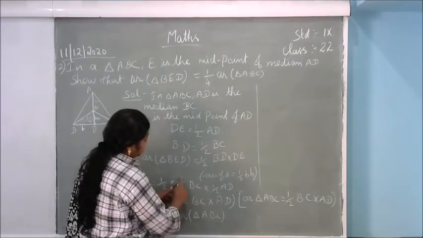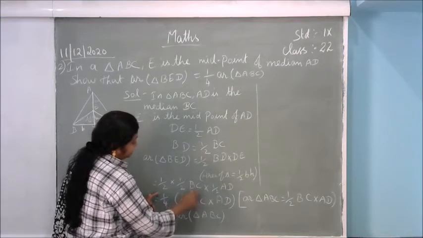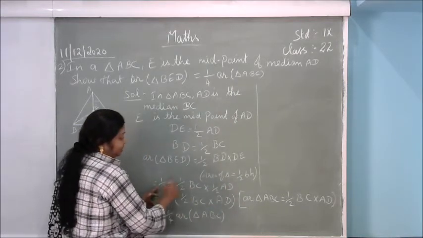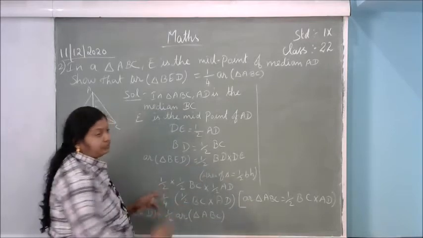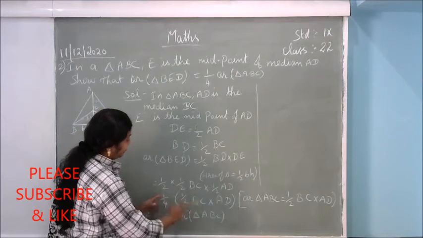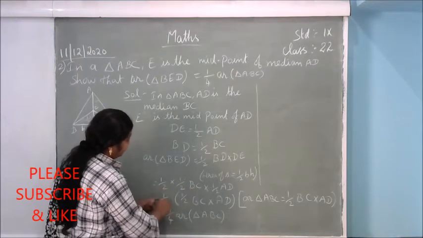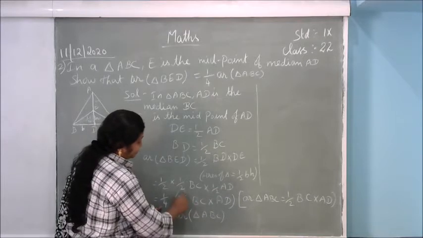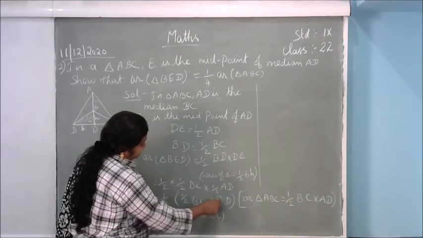If you apply this, you will get 1 by 2 into 1 by 2 BC into 1 by 2 AD. That 1 by 2, how many times did it come? 3 times it came, no? So 1 by 8, 2 into 2 into 2, 8. In that, you have to separate the quarter. You should take 1 by 4, and this 1 by 2 you have to keep inside the bracket: 1 by 2 BC into AD.